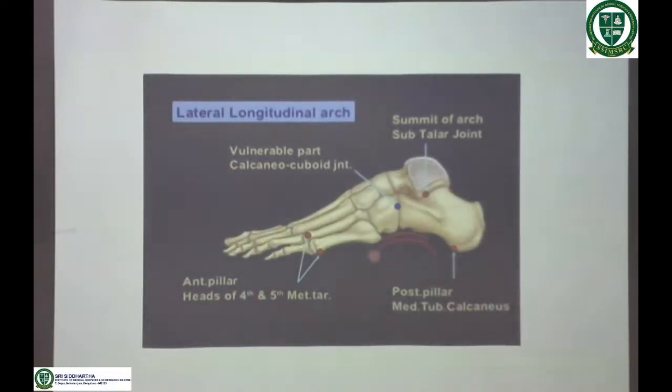Here you are seeing the cuboid. This is the lateral longitudinal arch. Here these are the heads at the anterior end. This lateral tubercle forms the posterior end. The summit is formed by this bone, the cuboid. The main joint here is the calcaneocuboid joint. The summit is formed by the cuboid bone, and the main joint is the calcaneocuboid joint.